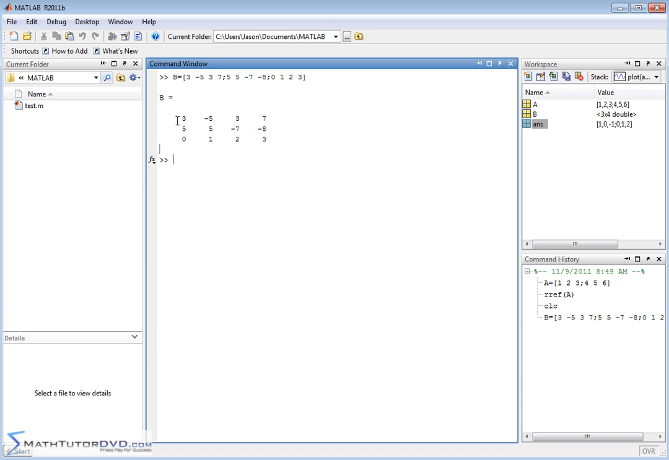So the way you would interpret this is 3x minus 5y plus 3z is equal to 7. 5x plus 5y minus 7z is equal to negative 8. 0x plus 1y plus 2z is equal to 3. So you have three equations and three unknowns. And again, there's many ways to solve this. You could do substitution, all that stuff.